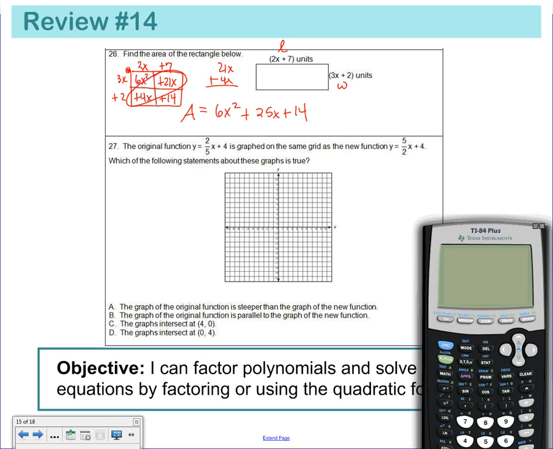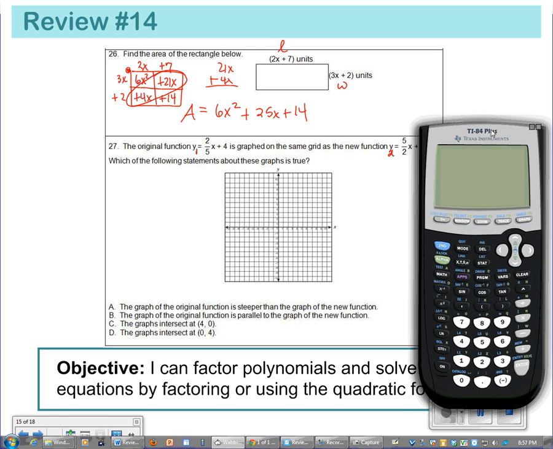27, we want to see what happens. We have an original graph, and on the same grid, we're going to graph our new function and then see which one is true. Because these have already given me the equations and y equal, we're going to put them in the calculator and let the calculator graph for us.